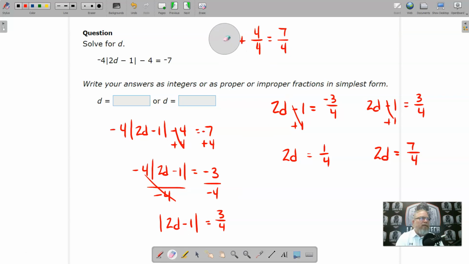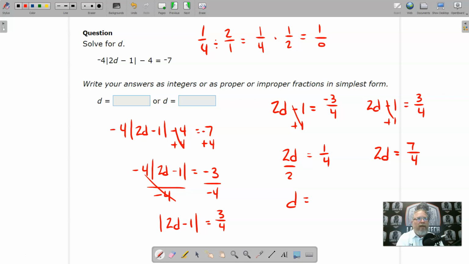Now I'm going to need some calculation space, because now I'm going to divide by 2, and that's going to give me just d. So 1/4 divided by 2, and I'm going to write 2 as 2/1. Let's do keep flip change: keep 1/4, flip the second to 1/2, change the sign. Now 1 times 1 is 1, 4 times 2 is 8, and I end up with 1/8.